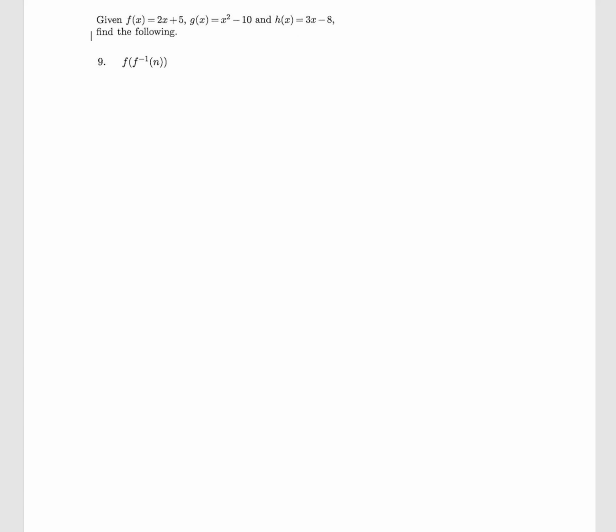So we're told in the question that f of x equals 2x plus 5. Another way of writing this is y equals 2x plus 5. And to find the inverse of this function, what we want to do is just switch x and y and then solve for y. So switching x and y, we have x equals 2y plus 5. And now to solve for y, I'm going to subtract 5 on both sides of the equation.